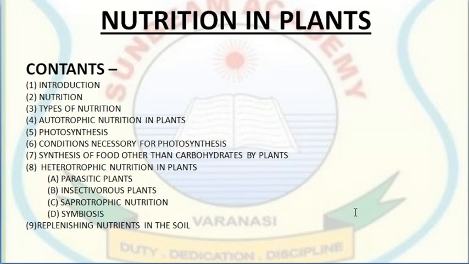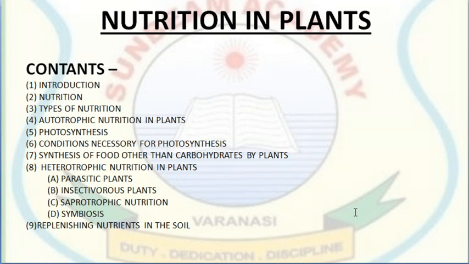Children, in this chapter, we will discuss the following topics. In the starting, we will discuss an introduction of the chapter. Then, we will discuss about the nutrition. After that, the types of nutrition which are found in living organisms. Then, in detail, we will discuss about the autotrophic nutrition in plants.